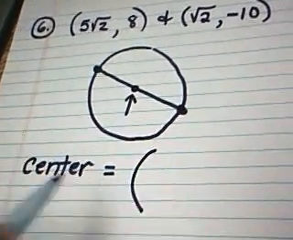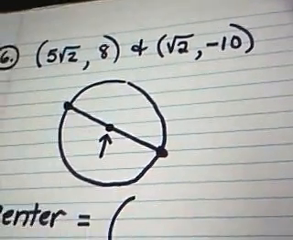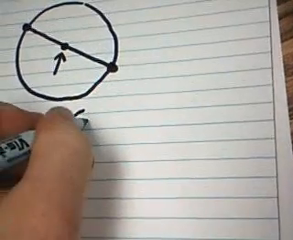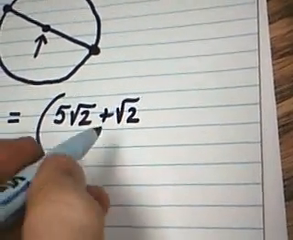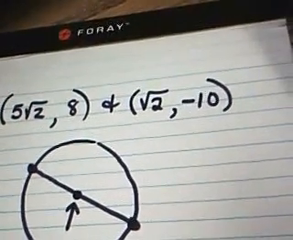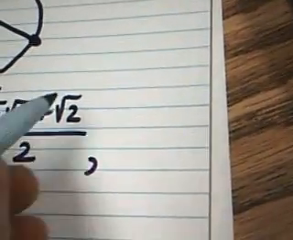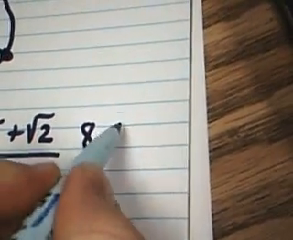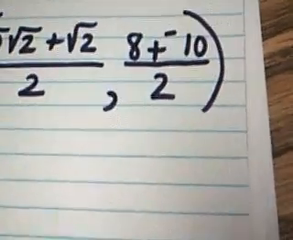what we're going to do is take these two x coordinates and average them, which means we're going to add them together and divide by 2. And analogously, we're going to take the y coordinates, which are 8 and -10, and we're going to average them, which means we're going to add them together and divide by 2.